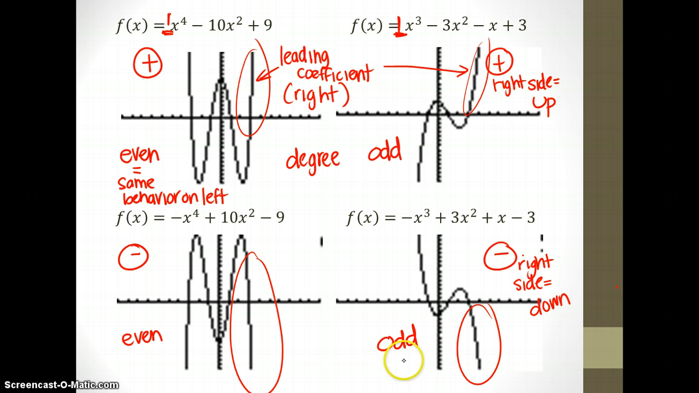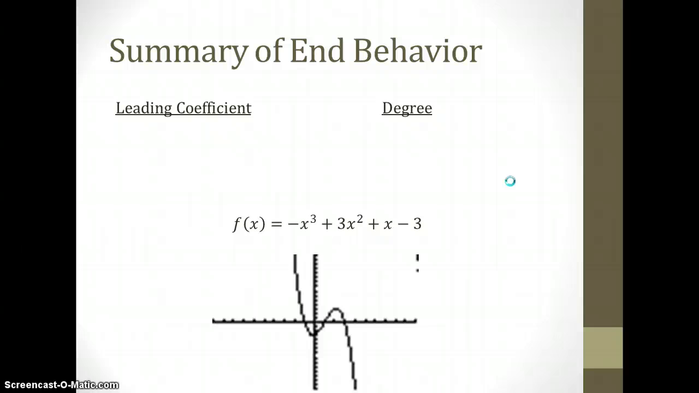If it's an odd degree, so the degree of 3 in this case, the highest exponent is 3. Odd means it's the opposite behavior on the left side. So the degree is going to tell you what's going on the left side. The leading coefficient tells you the right side. The degree tells you what's going on the left side.